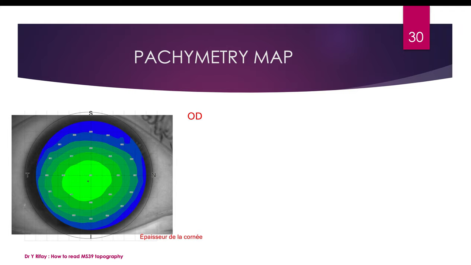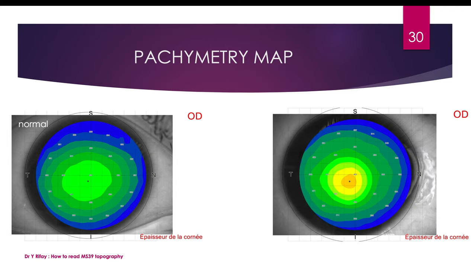The pachymetry map. The pachymetry map is important in the evaluation in refractive surgery. It is not a criterion in diagnosis of keratoconus, but a thickness map will give us an idea about the cornea, and it is normal when it is centered, when the thinnest location is in the center, when there is a symmetry.